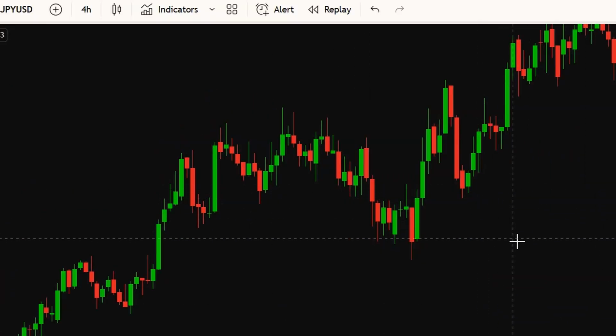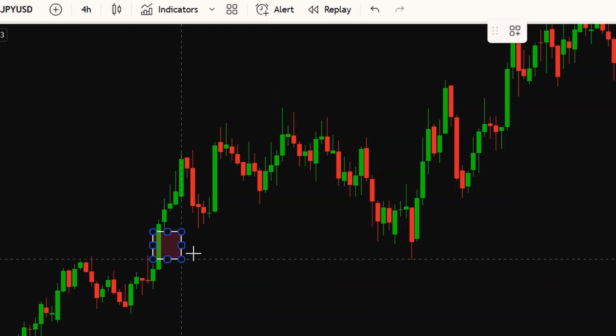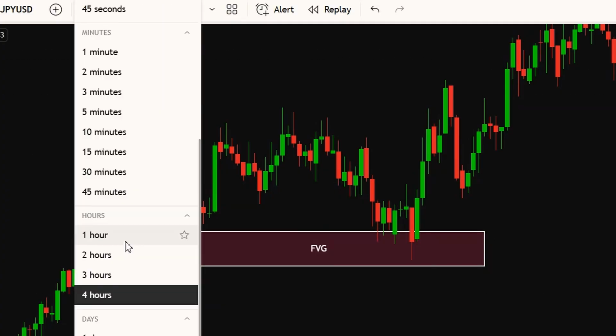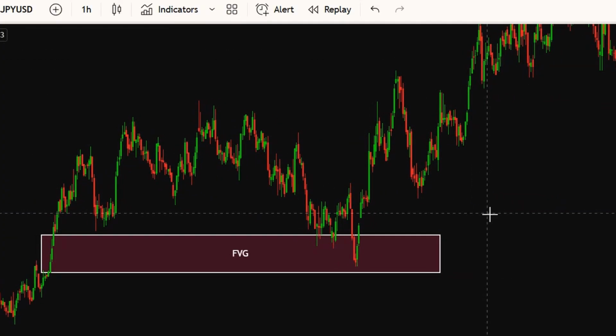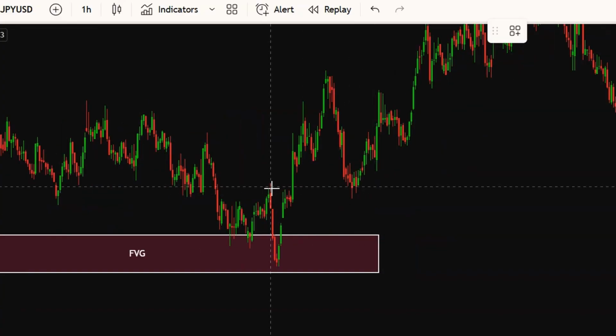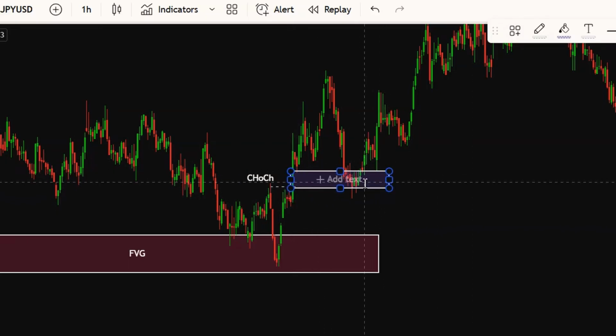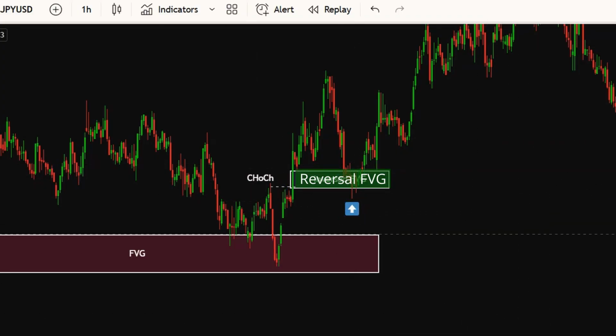In real trading, you can combine this with multi-timeframe analysis to make the setup even more powerful. Here's an example. On the 4-hour timeframe, you can see a clean bullish FVG. That's the zone you expect price to come back to. Now drop down to the 1-hour timeframe. Watch closely. You'll see an impulse that breaks this level and forms a CHoCH signal. That tells you the market is shifting. From here, you wait for price to return and react to the reversal FVG created by that impulse. And that is your entry point.